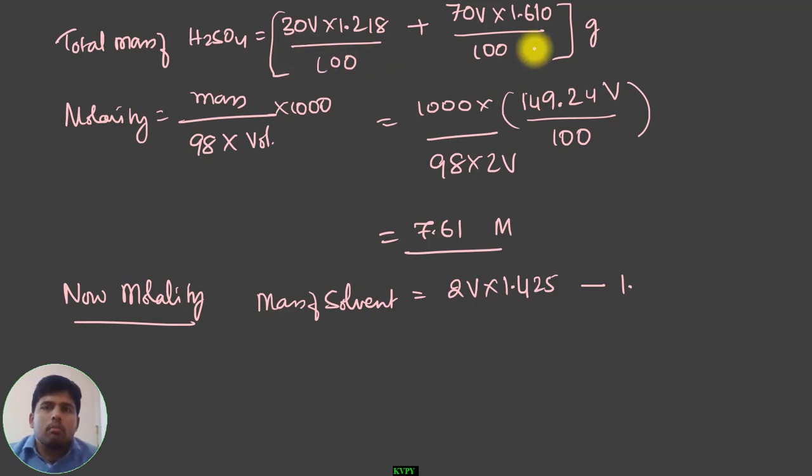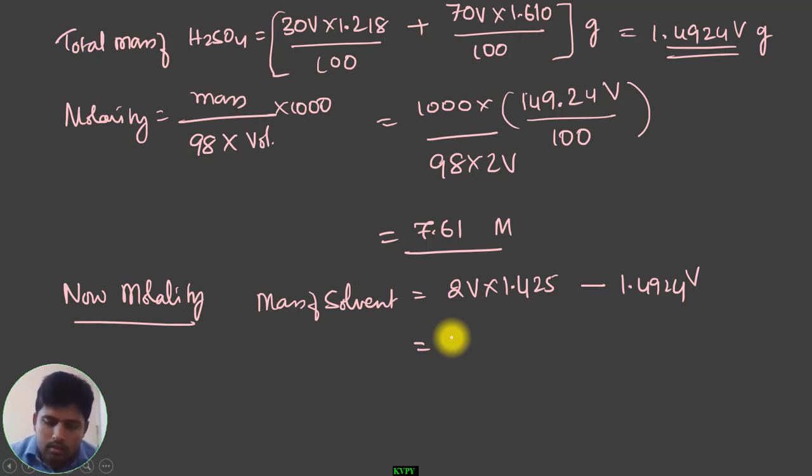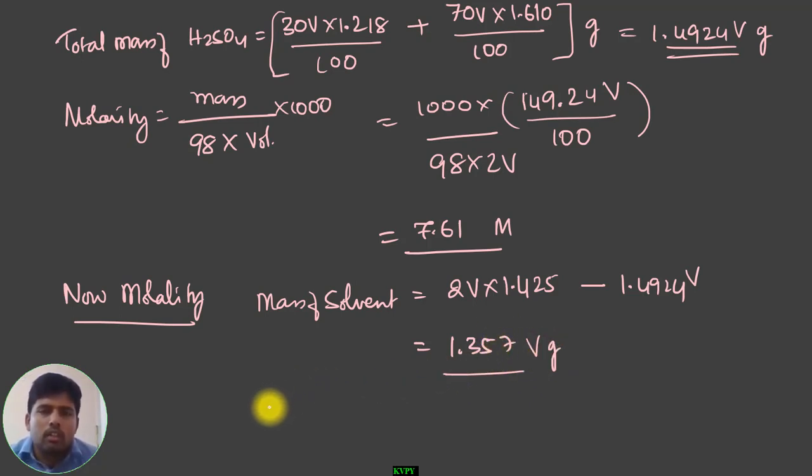See here, this mass, if we actually calculate, will give 1.4924 V grams. So basically 1.49, or we can consider 1.5. I have used a calculator, so I'm giving exact values. The solvent mass will come out to be somewhere around 1.357 V grams. Okay. So this is the mass of solvent.